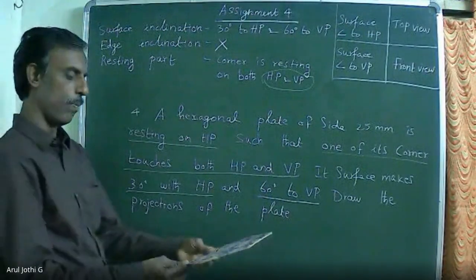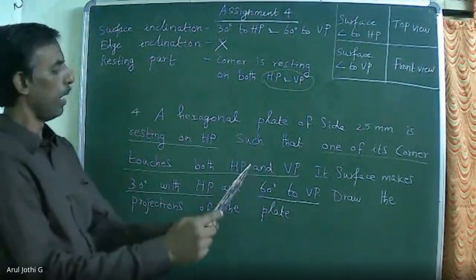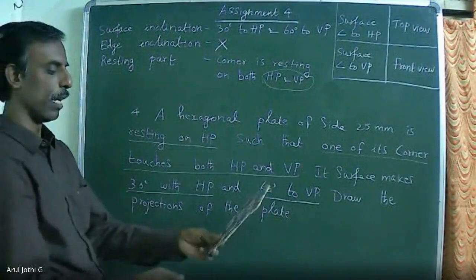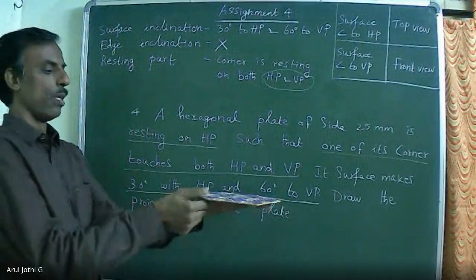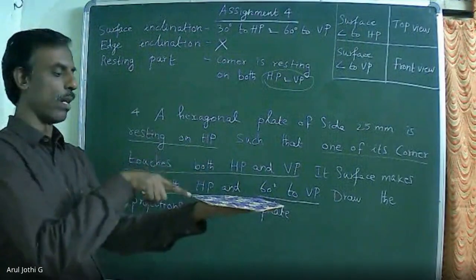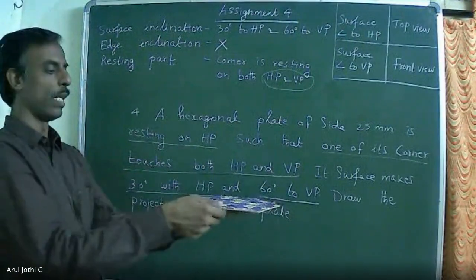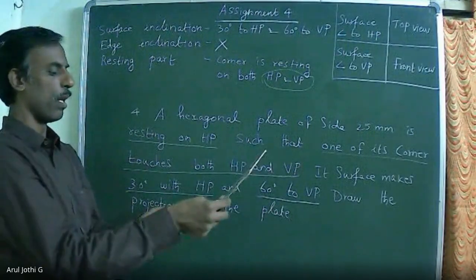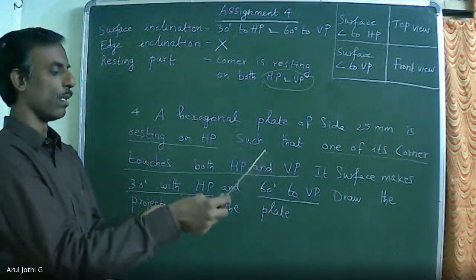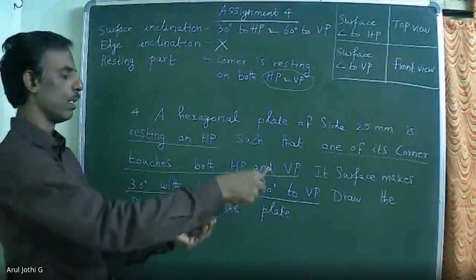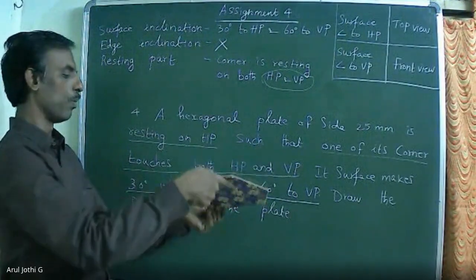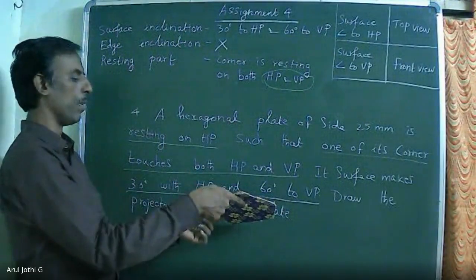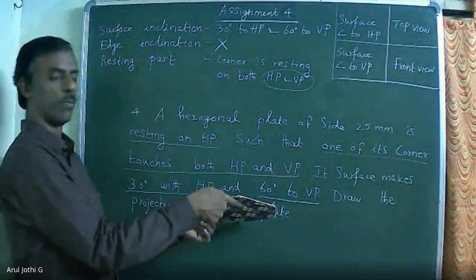Now I am keeping one corner here. The plane is inclined 30 degree to HP. This is the second diagram. This is the initial position. The corner is available here. In the second diagram, the plane is inclined 30 degree to HP, with one of the corners resting on HP. In the third diagram, we are going to rotate this top view through 90 degree so that the corner on HP will lie on VP. Like that, you have to rotate the final top view.